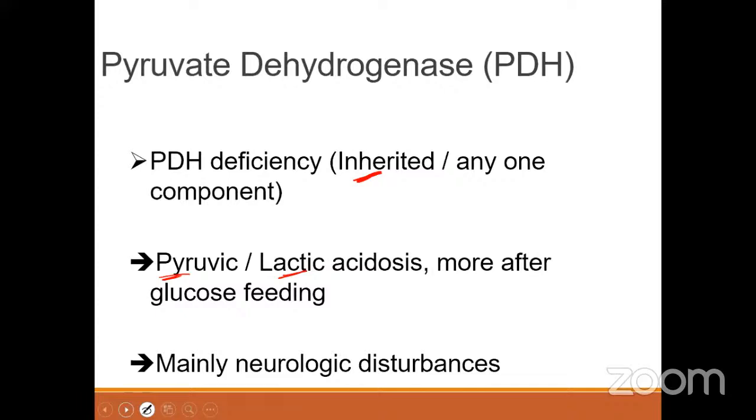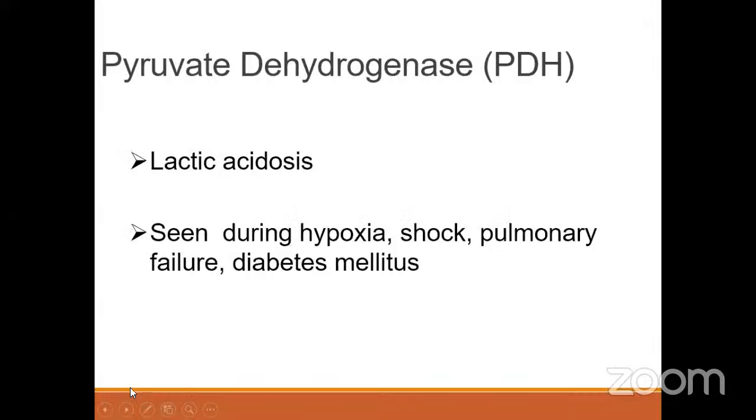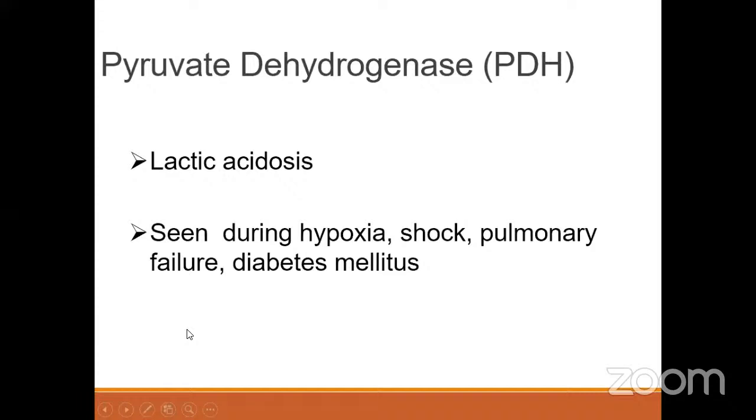Due to the presence of pyruvate and lactate, the person will have some neurological symptoms. And pyruvate dehydrogenase deficiency will cause lactic acidosis that will be prominent during hypoxia, when the oxygen level is low, when the patient has circulatory shock, pulmonary failure, or in diabetes mellitus also, where excess glucose can be channeled to form lactate. I hope this much is clear for you.